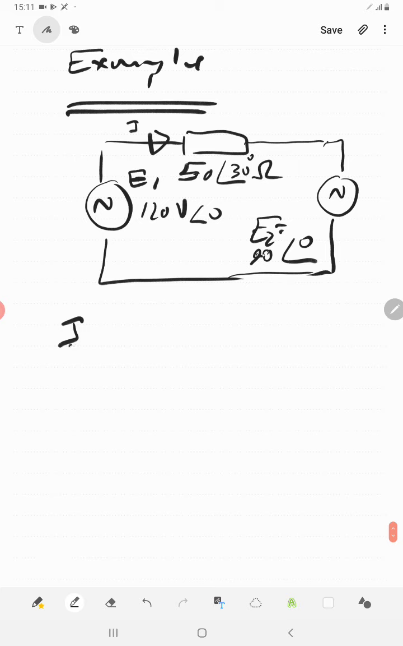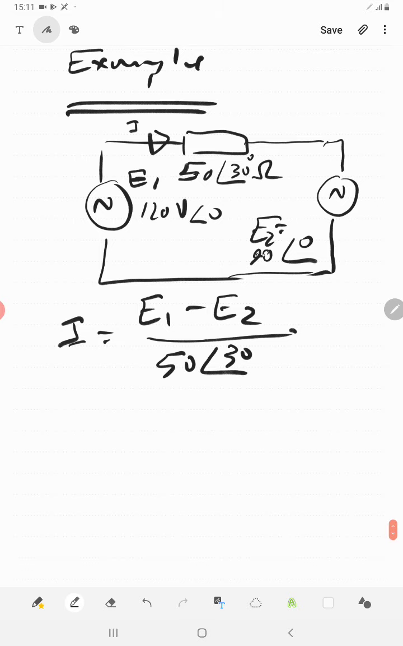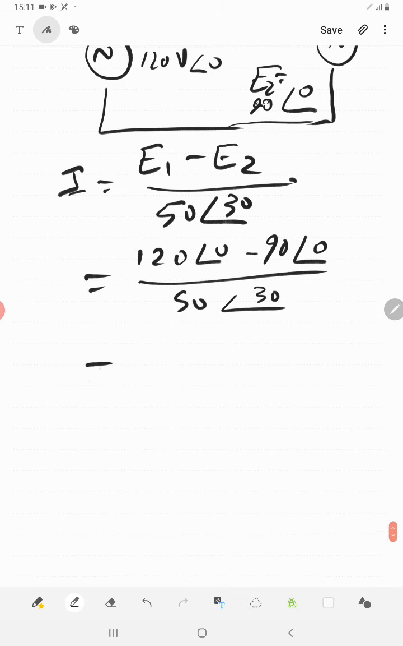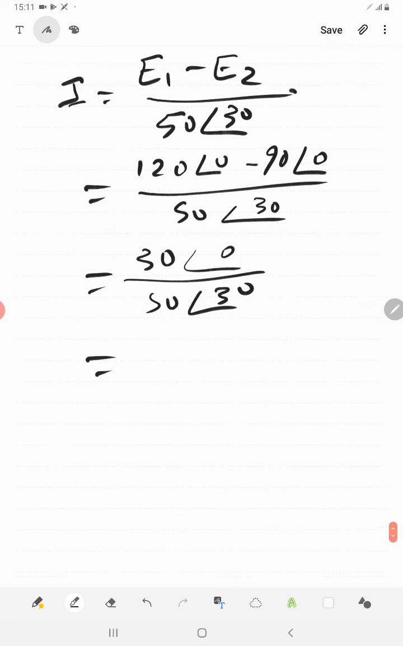Okay? Now, based on this, we can calculate what is I. I is equal to E1 minus E2 divided by 50 angle 30. So it will be 120 angle 0 minus 90 angle 0 divided by 50 angle 30. Then here we get 30 angle 0 divided by 50 angle 30. So you get 0.6 angle minus 30 degrees. Okay, so this is amps. So this is the current.